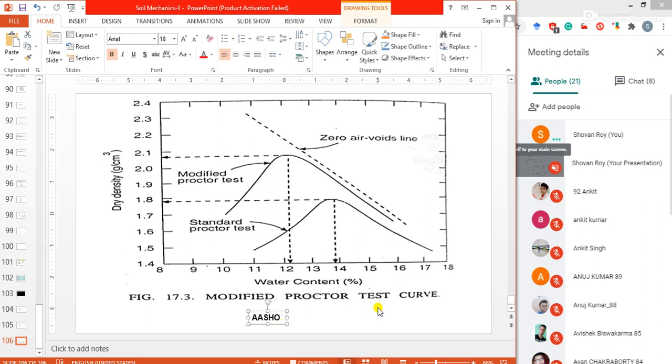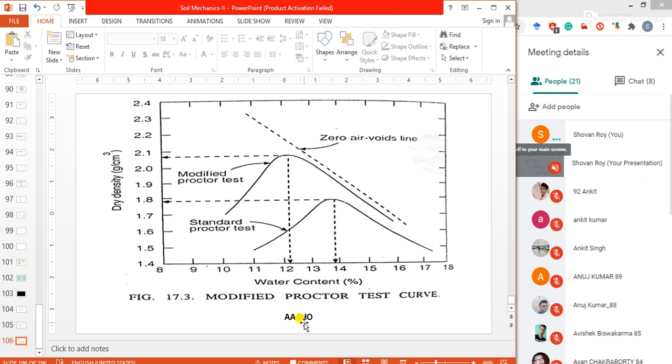The name is American Association of State Highway Officials. This is one of the important codes which we will use in soil mechanics as well as in transportation engineering. Okay, this AASHO.